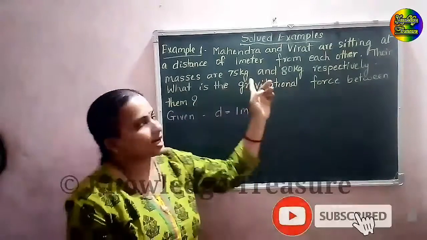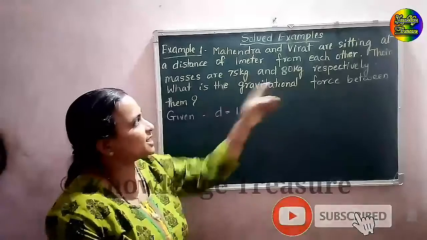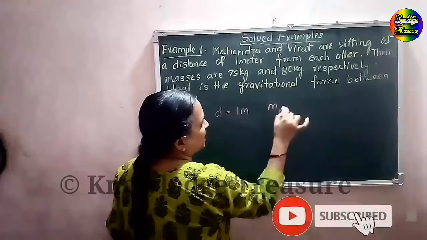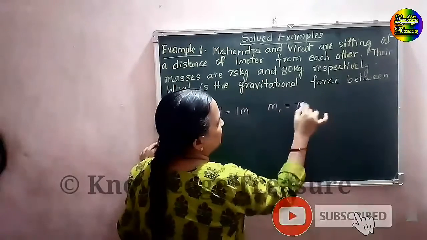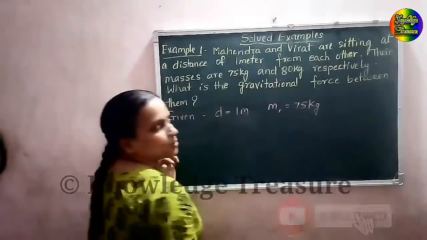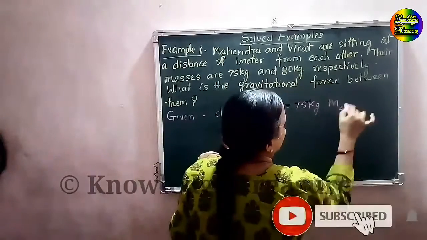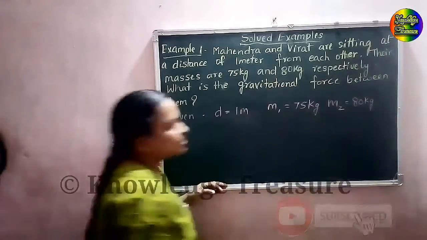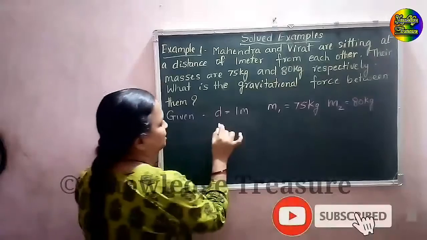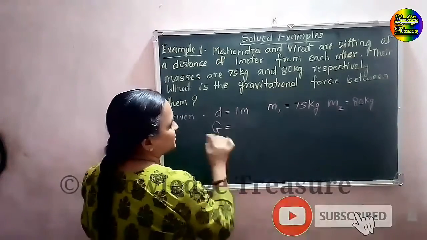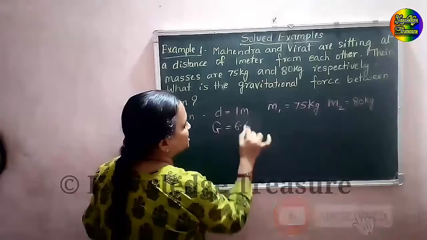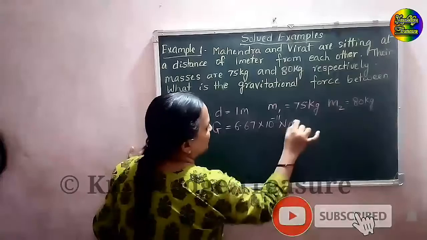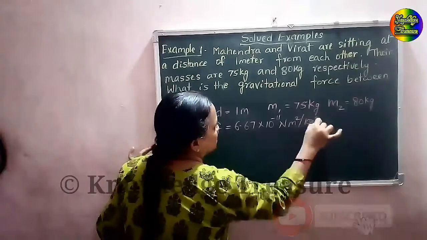And the masses of Mahendra and Virat are also given. If M1 is the mass of Mahendra, then M1 is 75 kg, and M2 is the mass of Virat, given as 80 kg. And also we know that the gravitational constant G is constant. What is the value of G? 6.67 into 10 power minus 11 Newton meter square upon kg square.